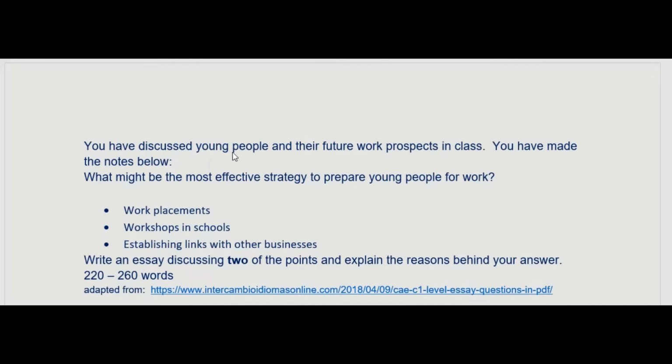So you have a statement at the top which gives you the topic that you need to write about. After that, they'll give you a question that you need to answer. So the question here is, what might be the most effective strategy? So that means that I need to decide one in favor of another. Okay? Then you have three options that you can talk about down here.